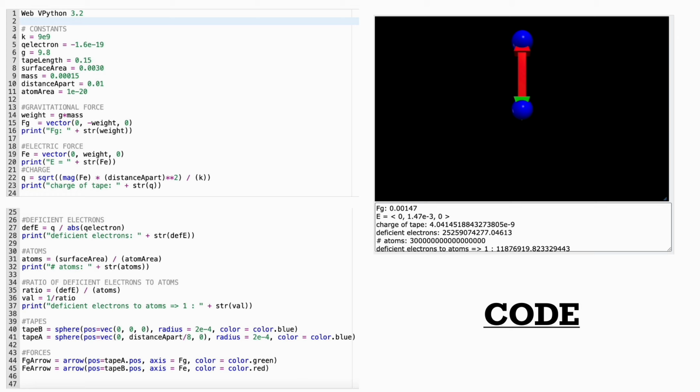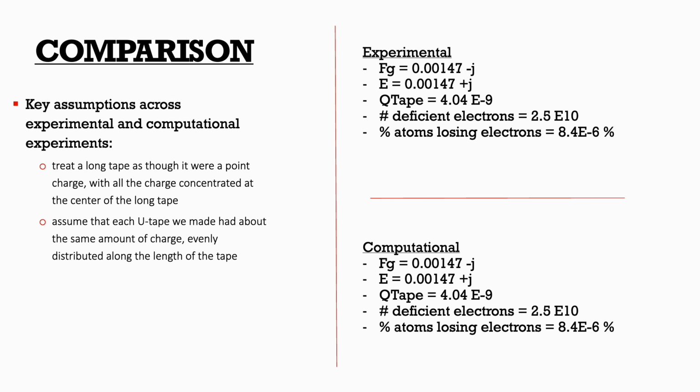The number of deficient electrons is just Q divided by the charge of 1 electron. Calculate then the number of atoms, and then the ratio of the electrons to the atoms, all displayed over here. And here's a little diagram for you. Now we have a comparison.